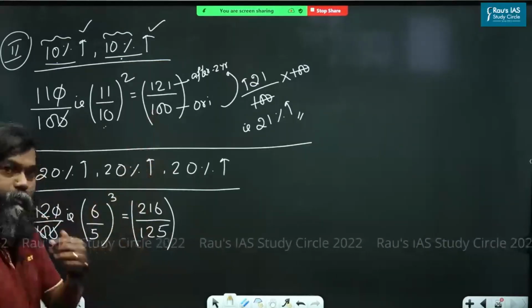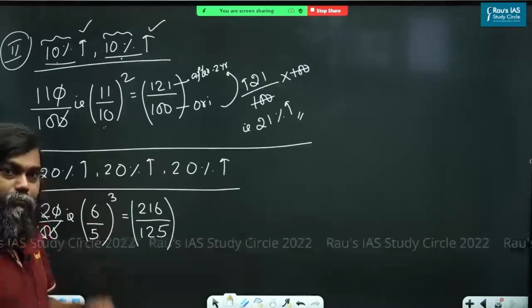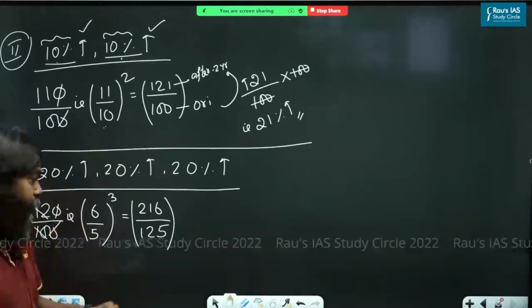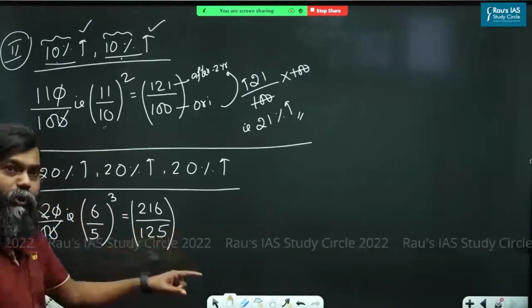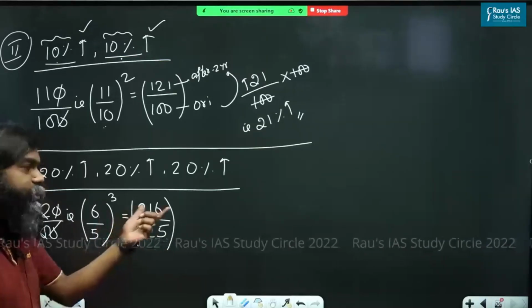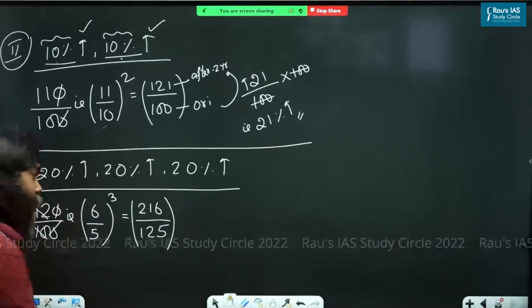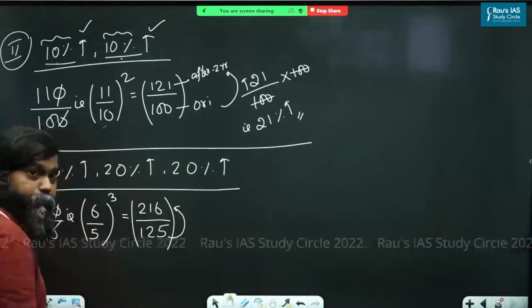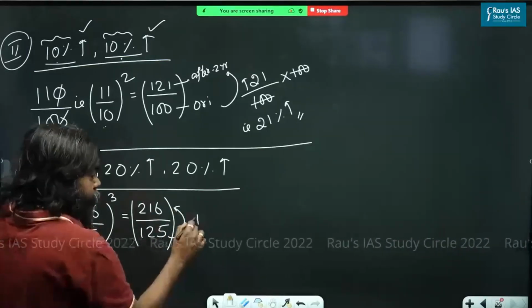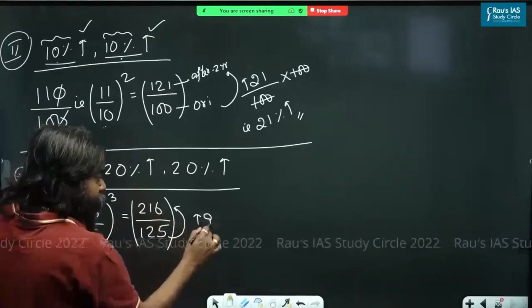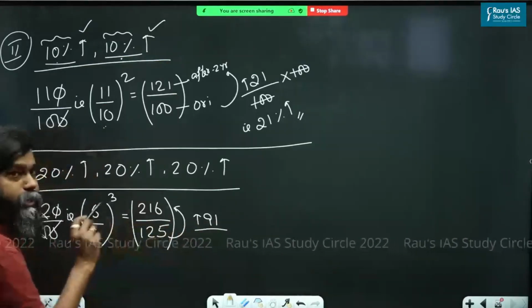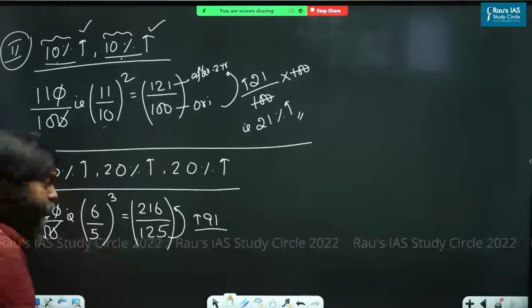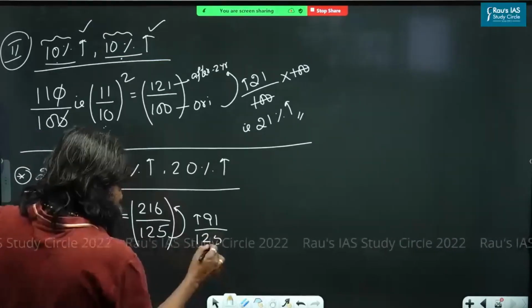You see here. 125 was the original. Then after 3 years, how much? 216. Compared to the original, is the final increasing or decreasing? Increasing. How much is the difference between these two? 91. From where? The original income. What is the original income here? 125, because this is the original.